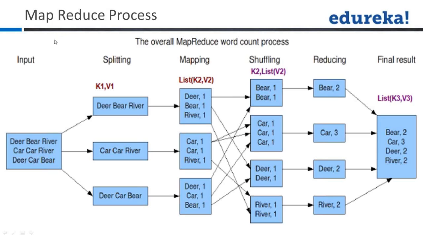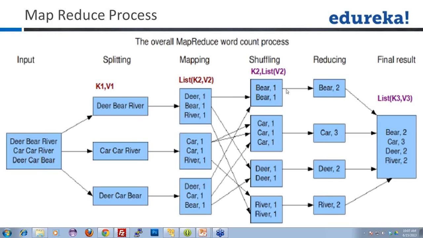Now what do we do? One important thing to do is shuffling, to get these things together. Wherever bear is coming, we'll take all those records and put them together. That's called shuffling. You group them together. So what you have is bear, and that comes 1, 1. You can look at it this way also.